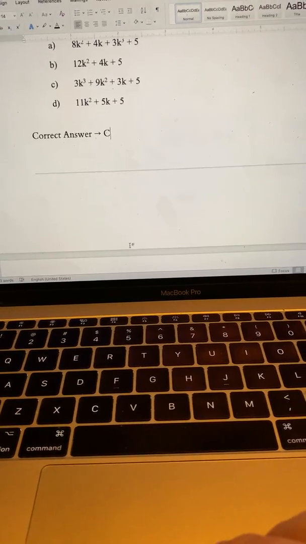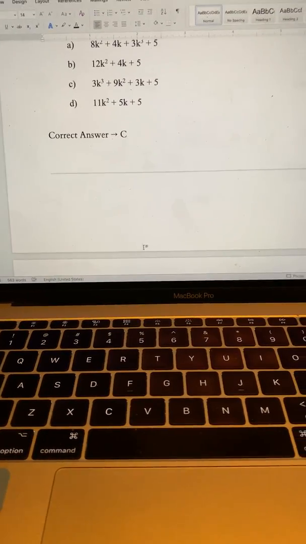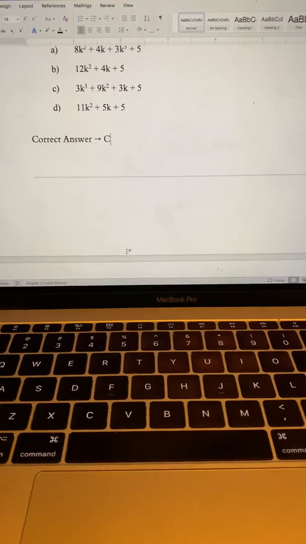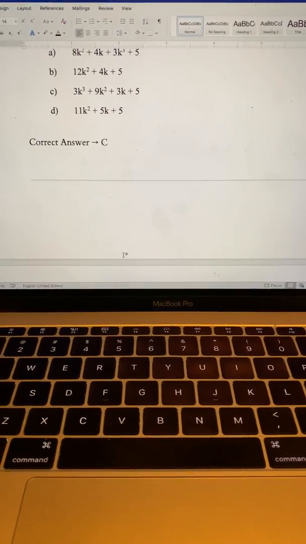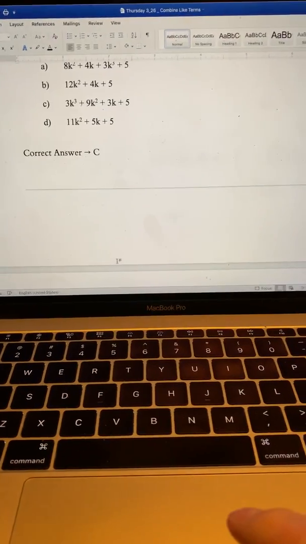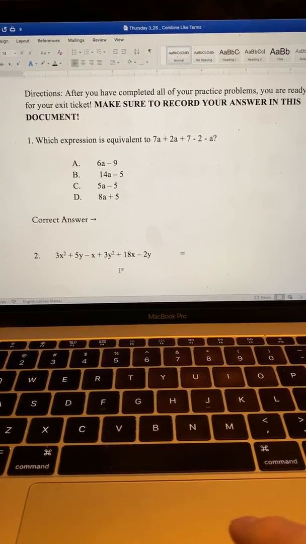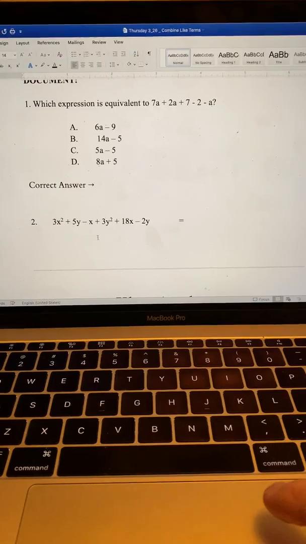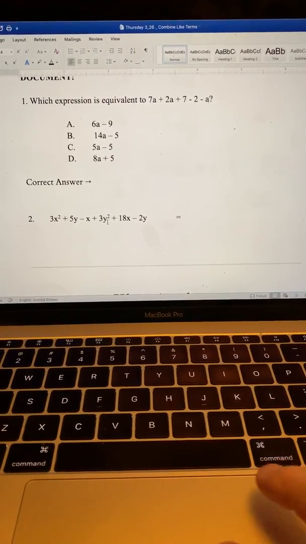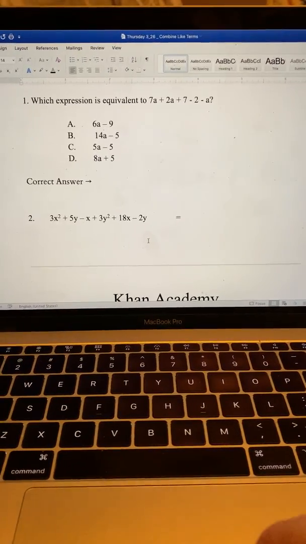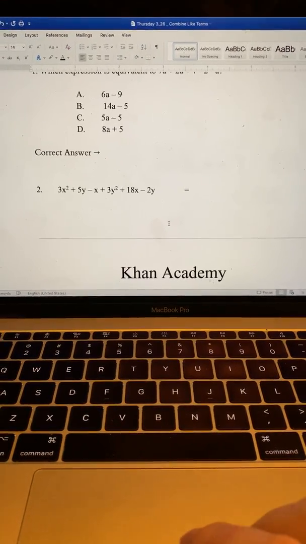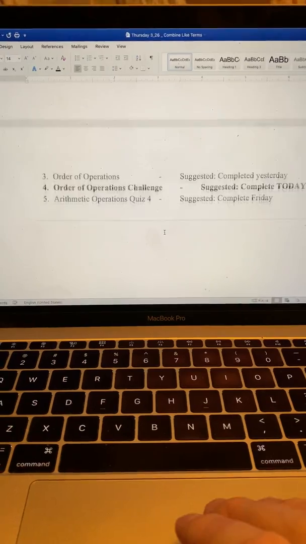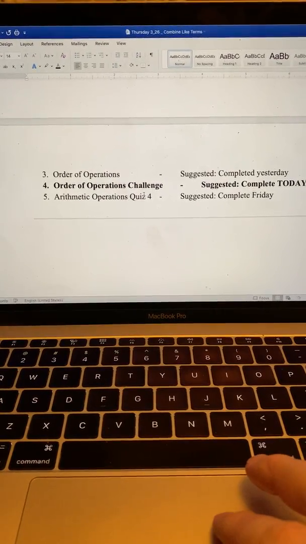Once you feel like you have that down, if you have questions, you should wait to take the exit ticket and join our Google Hangout at 11:15. It's on Thursday, 11:15 to 11:45. If you do not have questions, you can go ahead and do your exit ticket. Make sure that you put your answers on the computer screen so that I can check it. You should, as always, solve them on your piece of paper, but then put your final answers on the computer screen. And when you finish, you should be working on Order of Operations Challenge.